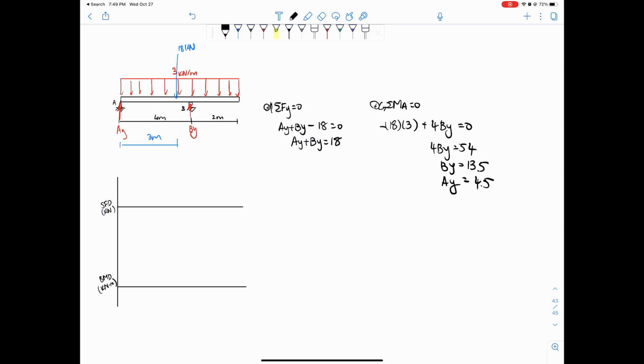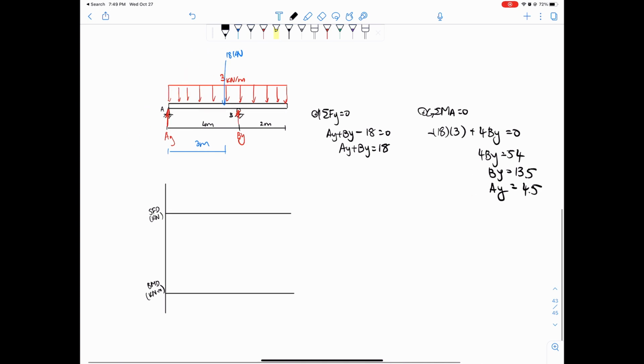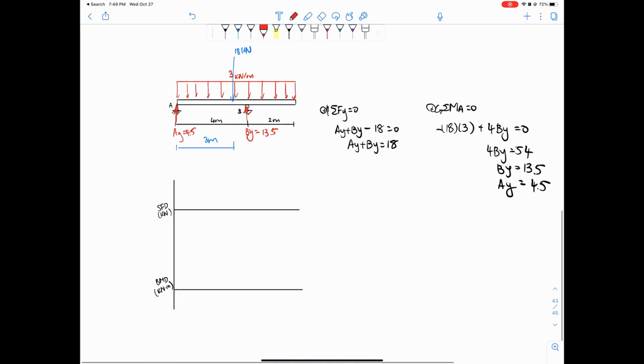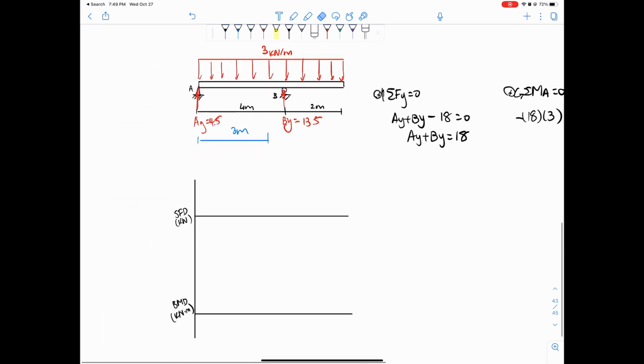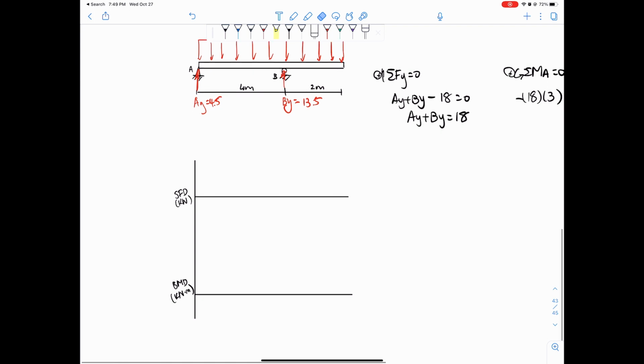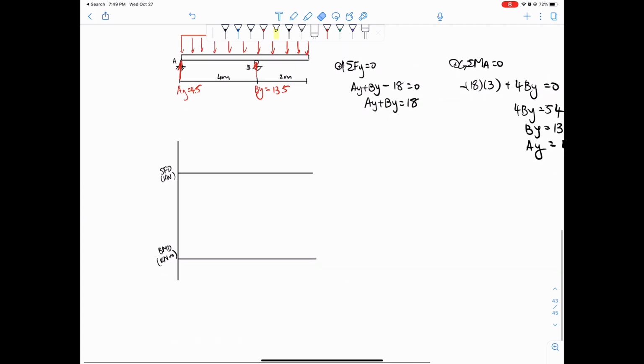All right. Now, these are the two numbers we're going to get for our reactions. So let's just write those in. AY equals 4.5 and BY equals 13.5. All right. So I'm assuming you guys know how to solve reactions already, but if you don't, please refer back to the previous videos. I'd like to think that they're helpful, and I go in more detail. All right, let me just erase this. Okay, so once we have that, we can start solving for the shear force and bending moment diagram.